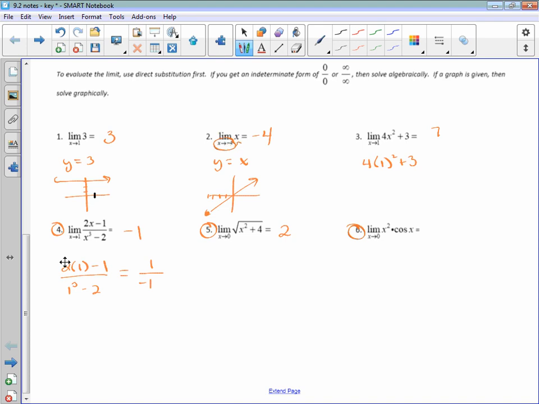Number 6, what do you get? 0. Cosine of 0 is 1, but it's times 0 squared, so yes.